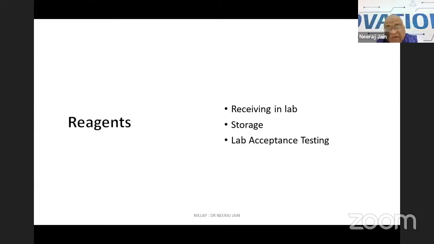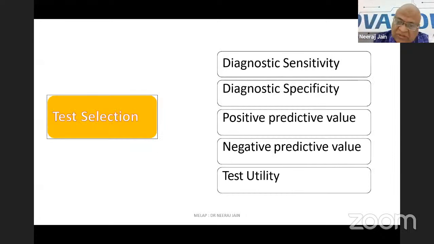Reagents: what all you are checking when you receive them in the lab, how you are storing them, proper guidelines, how you are carrying out acceptance testing at the time of receiving a reagent, maybe some stain, maybe some qualitative test, maybe some quantitative tests. People call this kit validation, kit verification, lot verification. But the standard uses this term: lot acceptance testing.